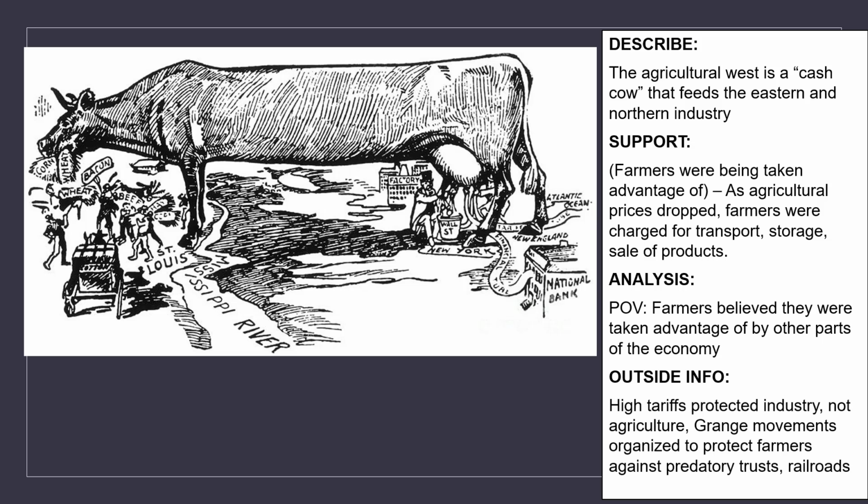Outside info, in the Gilded Age, high tariffs protected the industries in the East, but not agriculture. Agriculture was kept out of those high tariffs that were passed. Grange movements created cooperatives. They were organized to help support farmers against predatory trusts and the railroad industries, at least in response to this feeling of being taken advantage of. So that's something you could do.